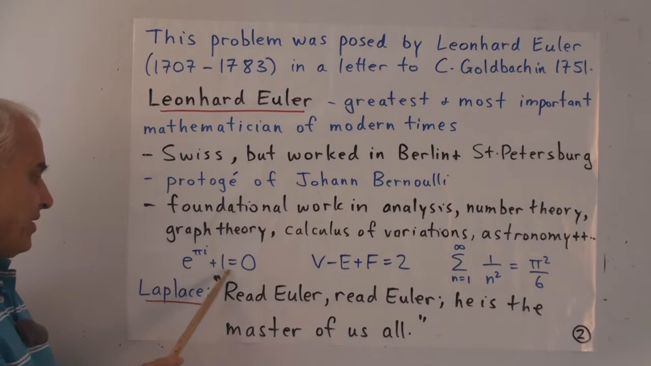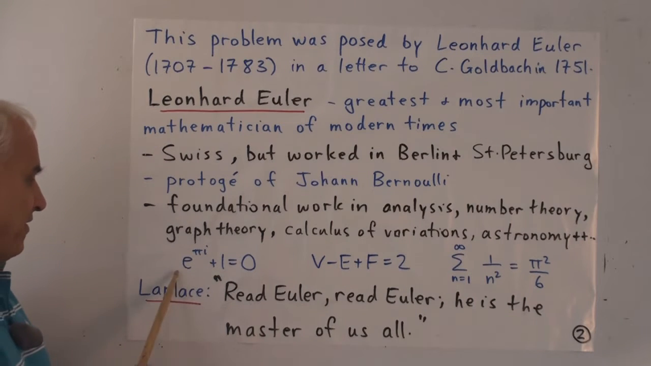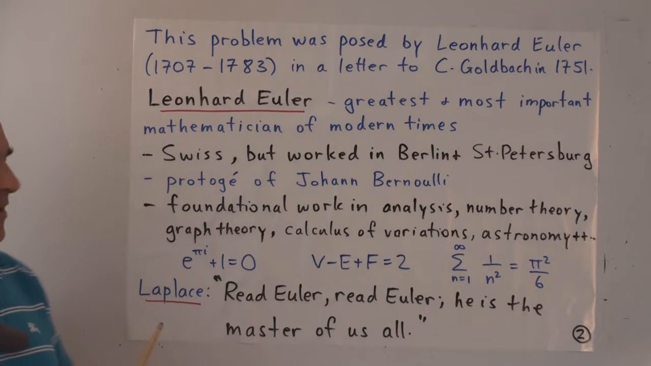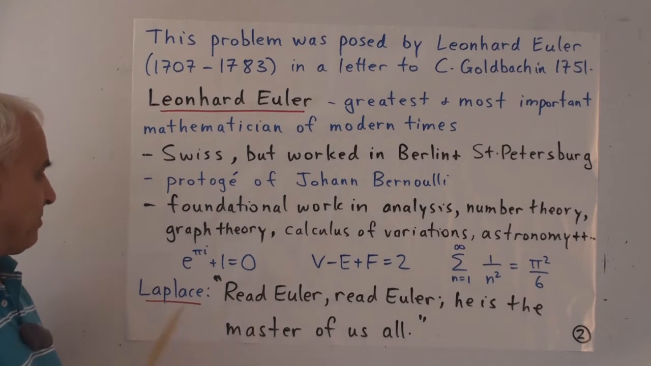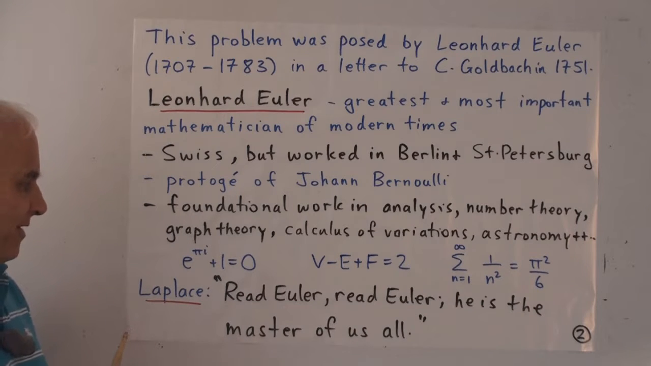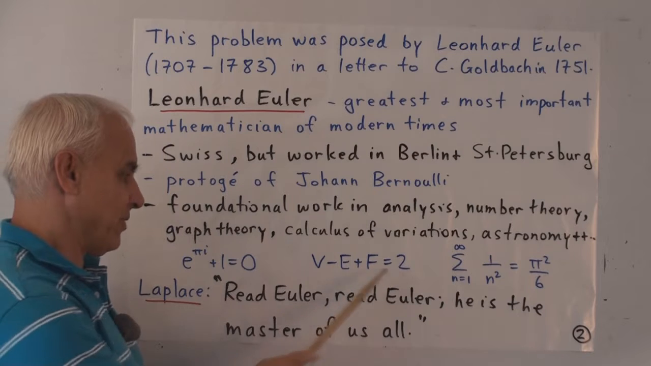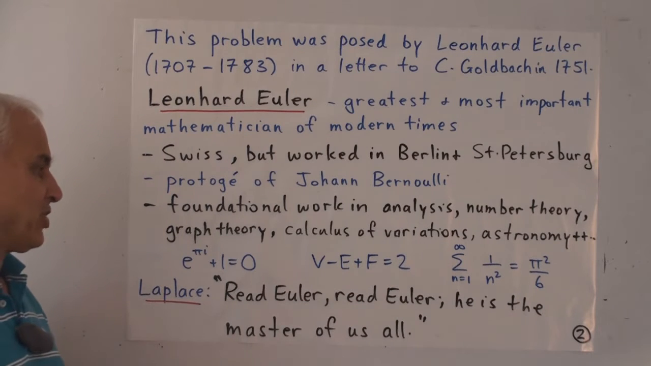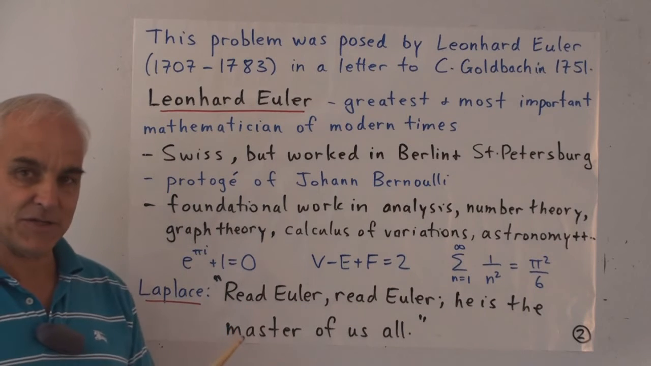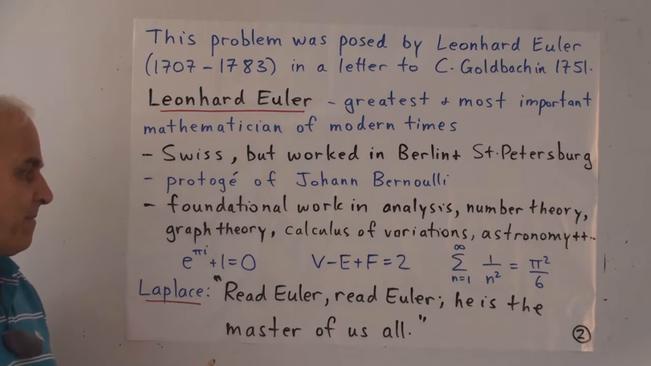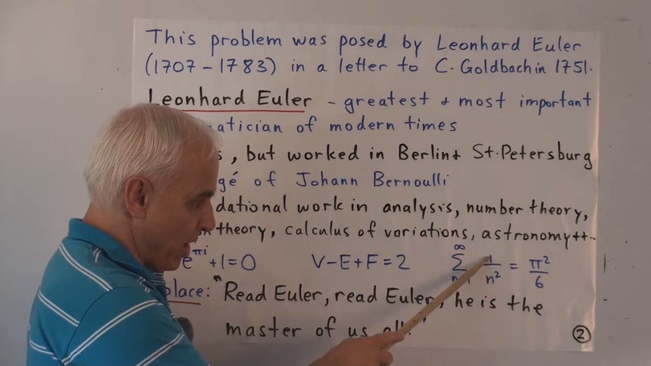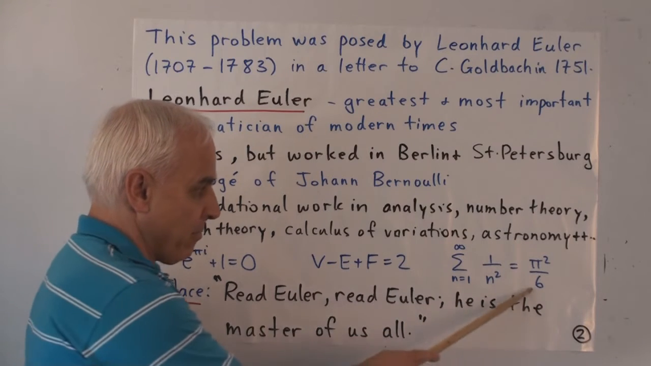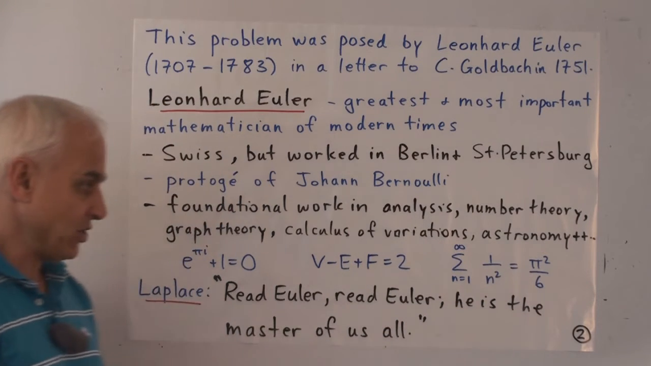e to the pi i plus 1 equals 0. Very famous and beloved formula that involves the 5 most important constants, generally speaking, that people recognize in mathematics, all in one equation. V minus E plus F equals 2. The relation between the vertices, edges, and faces of a polyhedron. And then this summation of the series 1 over n squared, miraculously giving this number pi squared over 6.